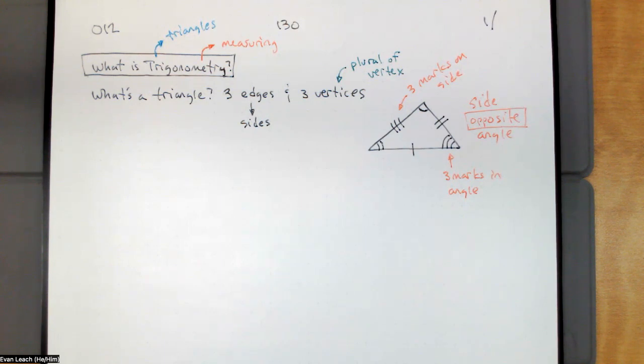Triangle. Got triangles. That means 3 sides. And we want to talk about a side, opposite, and angle. Vocabulary. That's vocabulary for today.